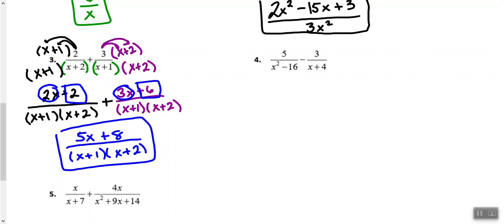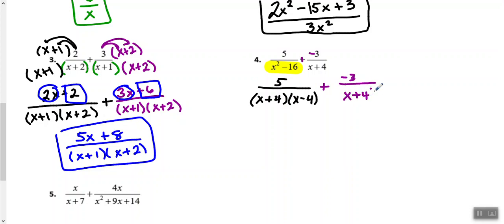All right, problem number 4 gets a little bit different again, because here we're dealing with x squared. Whenever we see x squared, we're going to have to factor. This is luckily a difference of squares, so it's an easy factor. So I'm just going to go ahead and factor that. So this becomes 5 over x plus 4 and x minus 4. Then I see there's a minus sign, so I'm going to change it to plus, change the 3 to negative. And I'm just going to rewrite that as plus negative 3 over x plus 4.